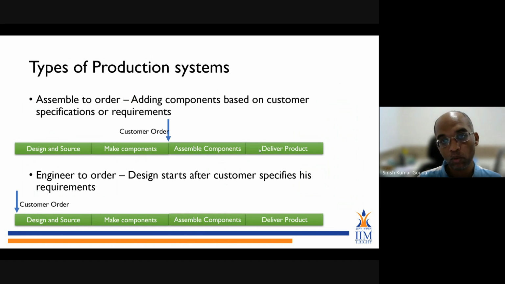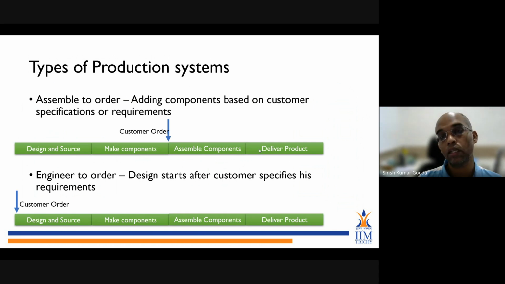Now, as you can see over here, assemble to order is somewhere between a make to order and a make to stock. Now, this particular assemble to order was one of the revolutionary things that Dell computers actually brought into the system, where they used this option of assembling the components so that they don't have to carry a lot of inventory of the products, but also provide the customization that the customer wants, right?